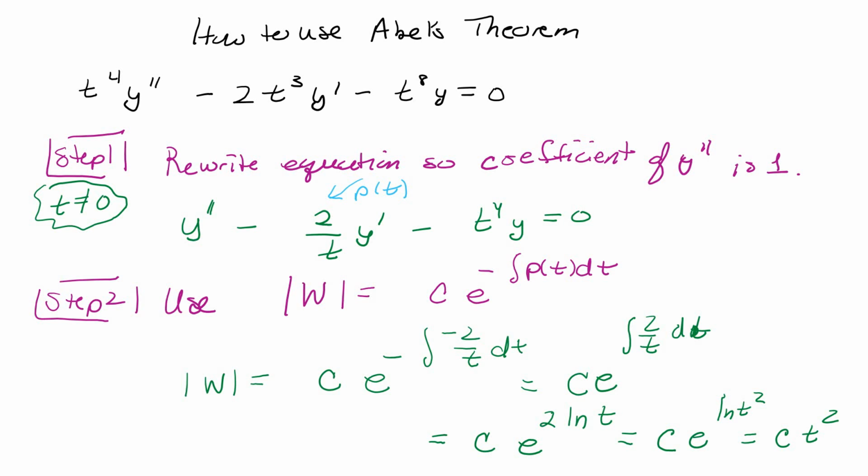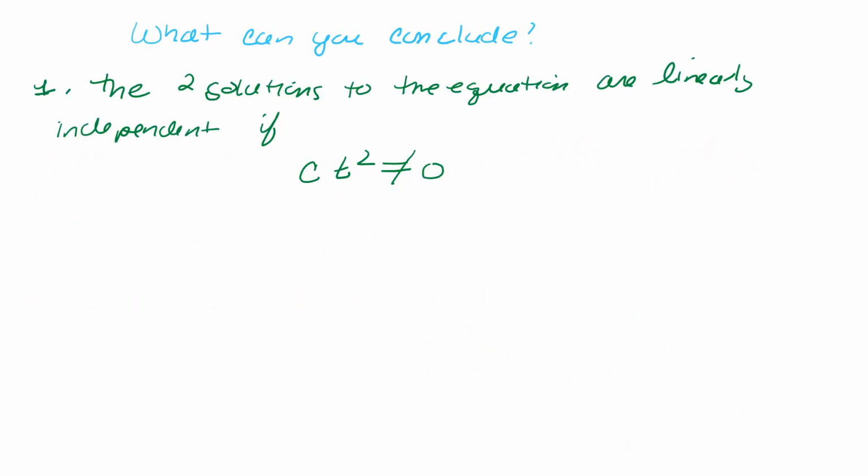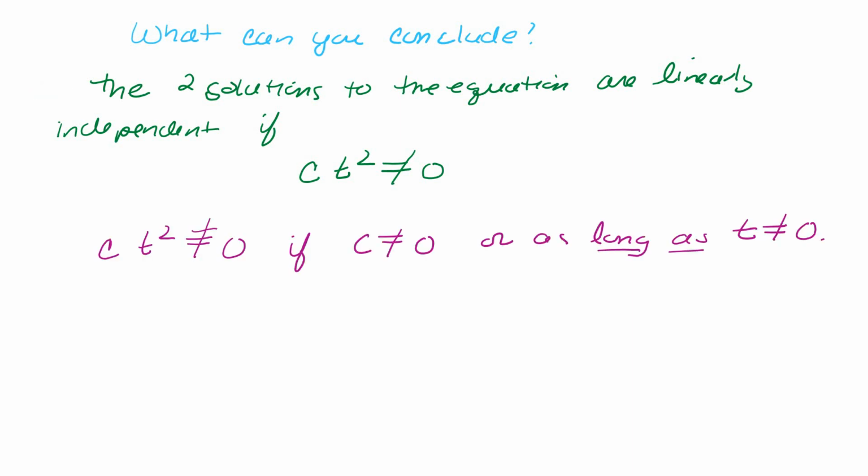Good? So what can you conclude? That the two solutions to the equation are linearly independent if ct squared is not equal to 0. And just like you just said, as long as c is not 0 and t is not 0.